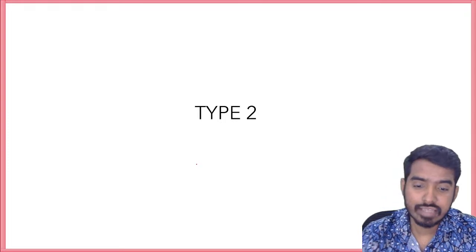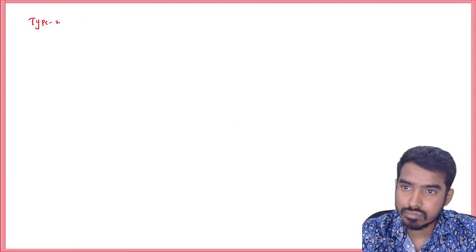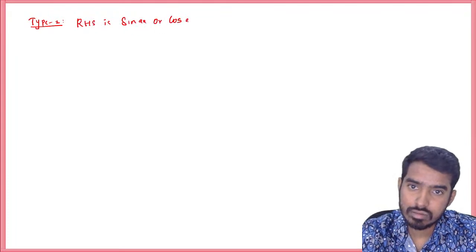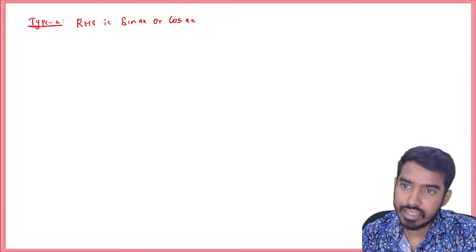So now we'll start type 2. RHS is sin ax or cos ax, right? What is type 1? RHS is e power ax, right? So type 2 is RHS is sin ax or cos ax. Right? Sin ax or cos ax.